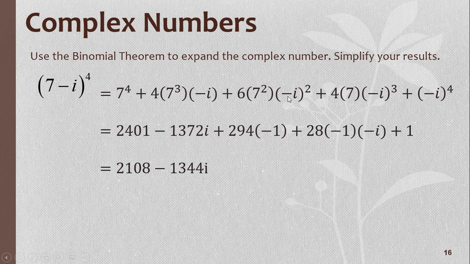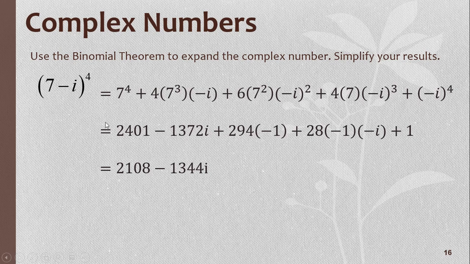Here I've got negative i squared. Remember, i squared is negative 1. Negative i squared is also negative 1. It doesn't matter if it's positive or negative, you square it, it becomes negative 1. So I've got 294 times negative 1. Here I've got negative i cubed. Well, negative i times negative i is negative 1, times one more negative i. So there's your 3 negative i's, and it just becomes negative, so that turns out to be a positive. And negative i to the 4th becomes negative 1 times negative 1, which becomes a positive 1.